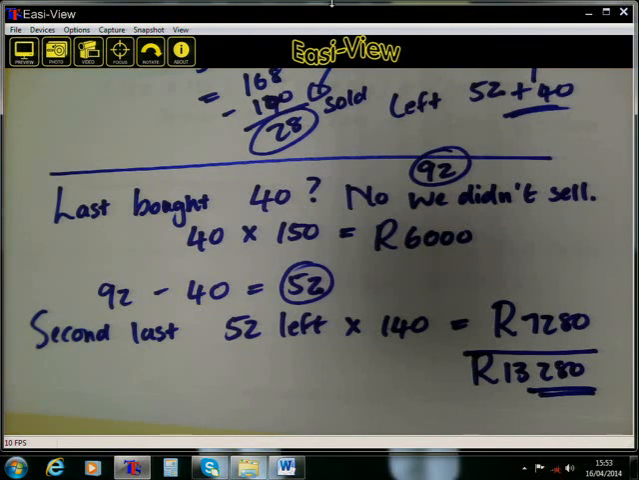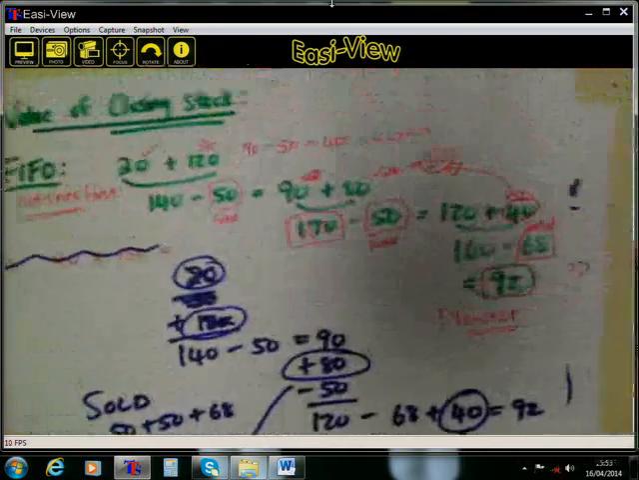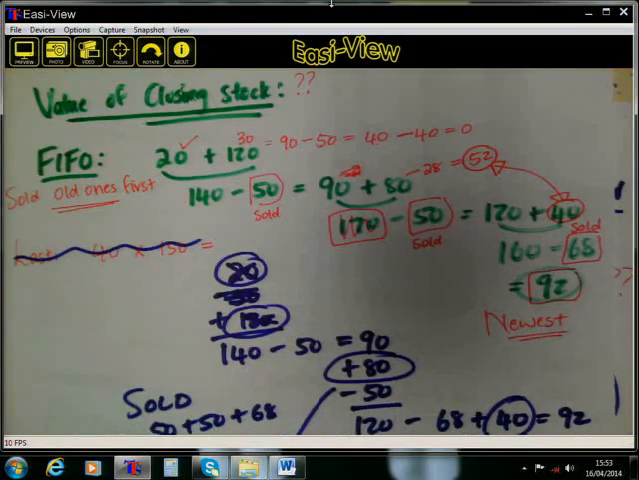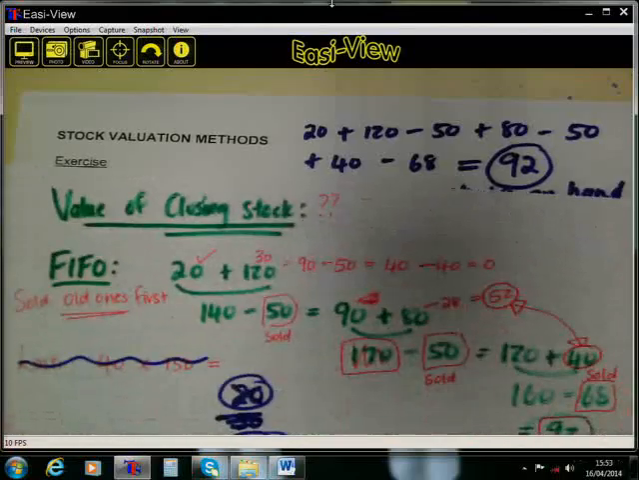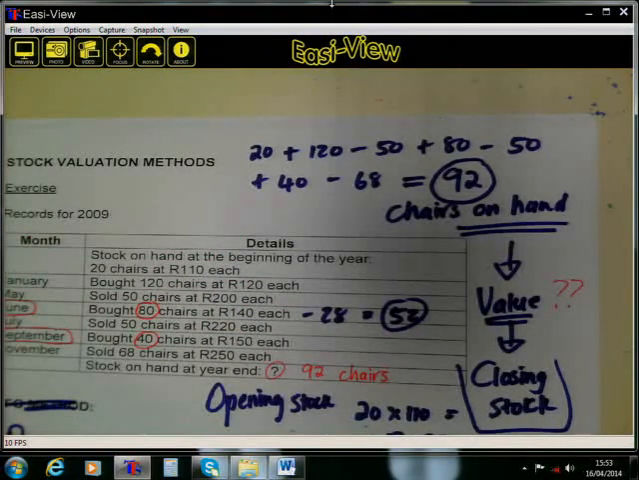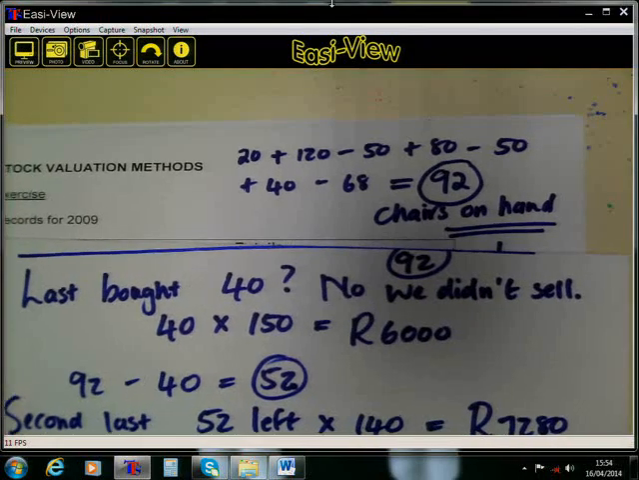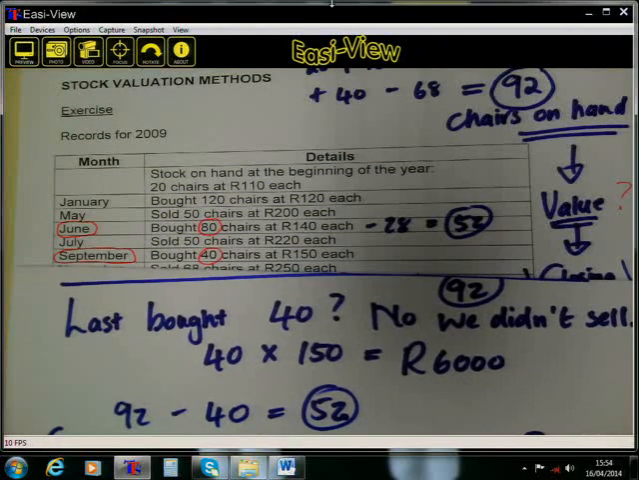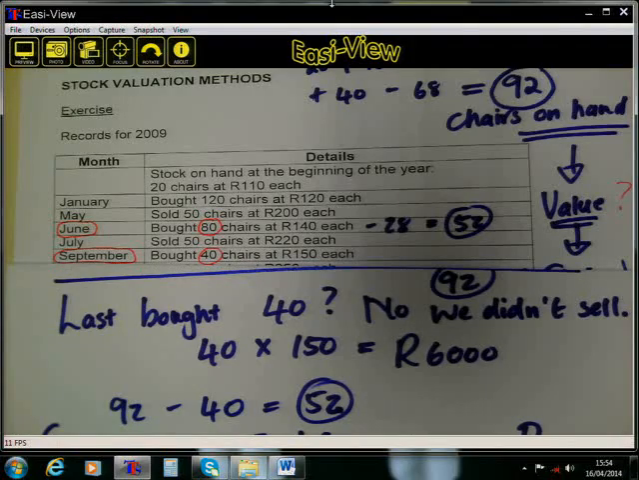What is important? Don't worry about that calculation there. It's only to show you that we sold the old ones first. What is important is to calculate that you've got 92 chairs on hand. Then you forget about all these calculations, because the easiest way to do this is to start at the bottom. What was the last ones that we bought? We've got 92 chairs on hand. The last one that we bought was the 40 there. We don't sell the 40 because we've got 92 on hand.